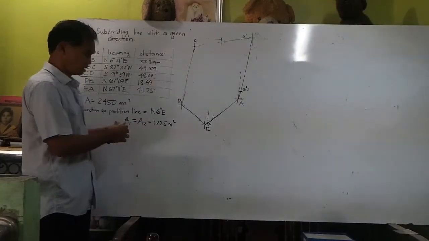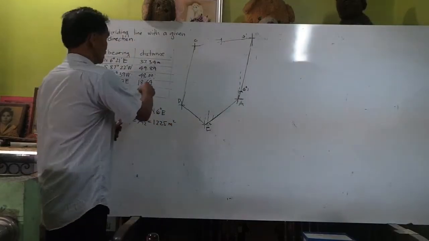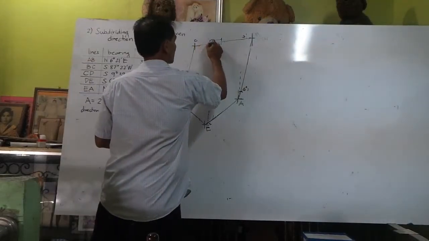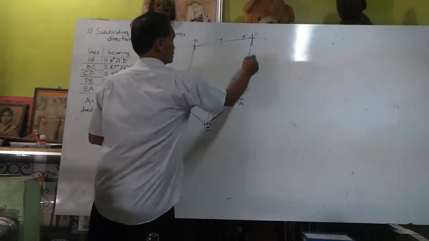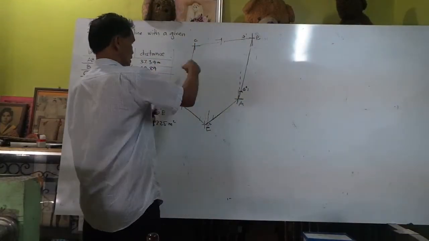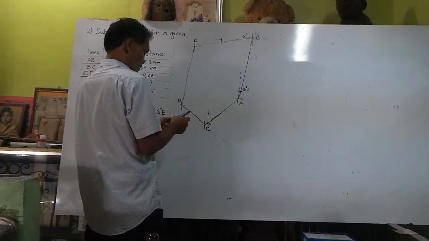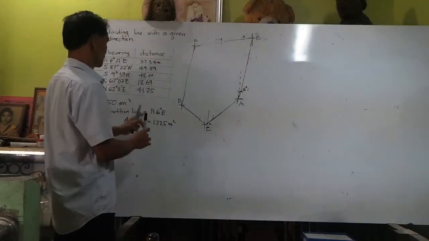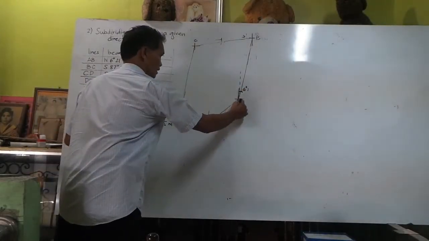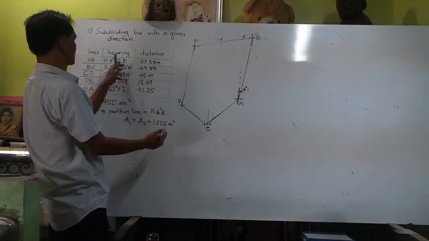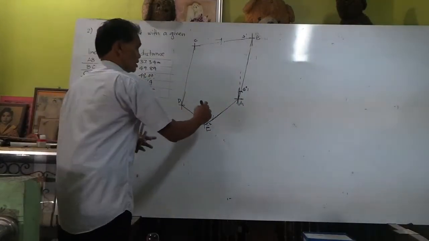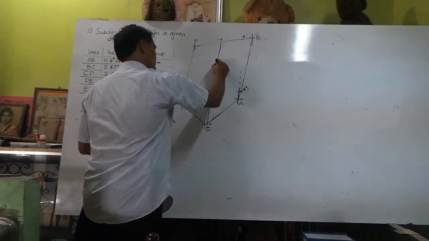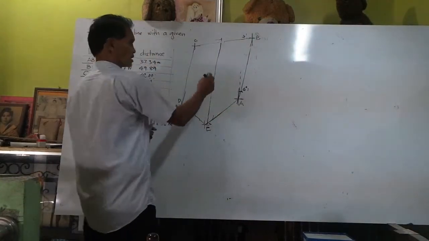So meaning to say that when we sketch the given, this is our traverse, in which it's given, which is A, B, C, D, E. So our subdivision line, because it is 6 degrees north east, and we know that this A is 6 degrees, they are almost the same. So meaning to say, we can estimate our line in this direction. Our partition line.